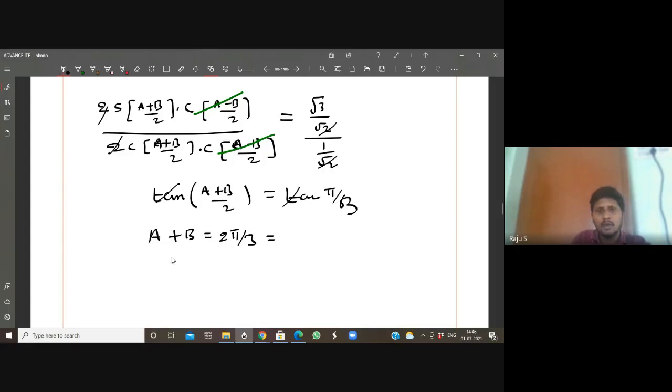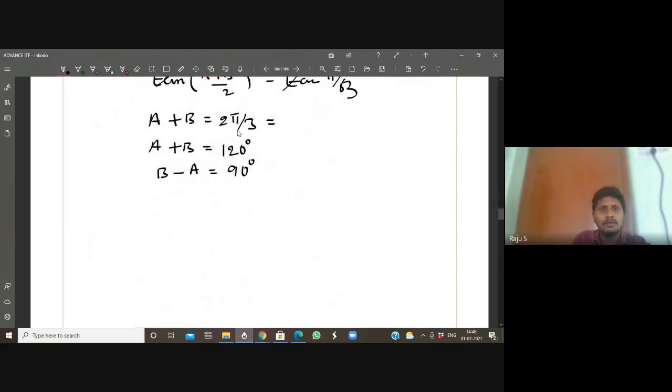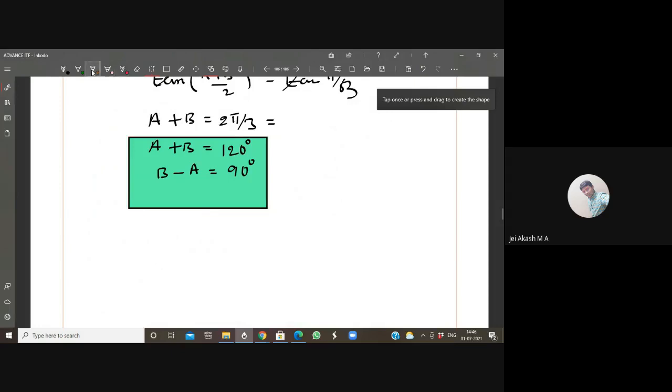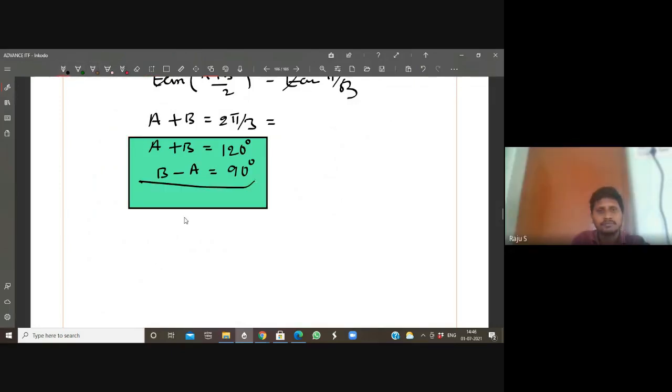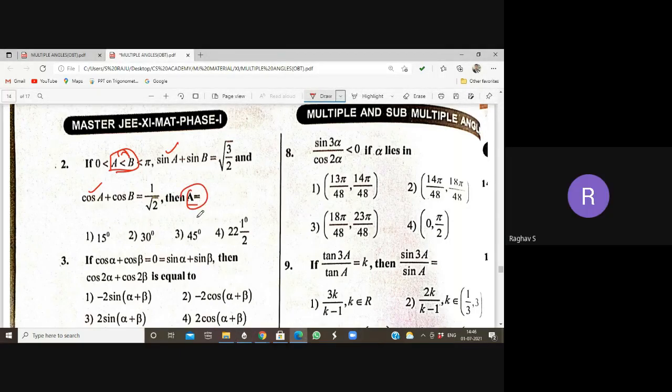Nothing but the A plus B value is how much? 120 if I write in degrees. What is the B minus A value we got? 90 degrees. Am I right? B minus A is pi by 2 here. Yes or no? Otherwise, replace B by pi by 2 plus A, and you are going to get the A value. Now solve these two equations. When I solve these two, the A value is 15. They are asking just the value of the question, 15 degrees.